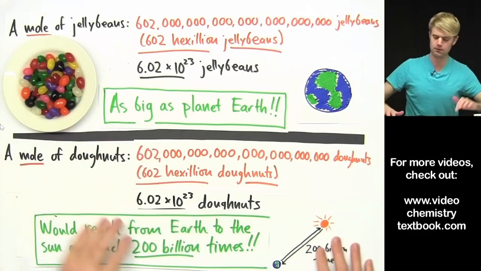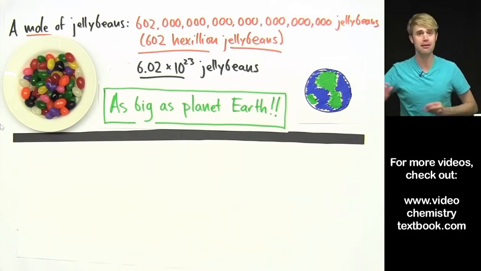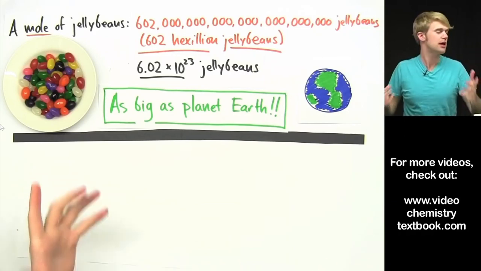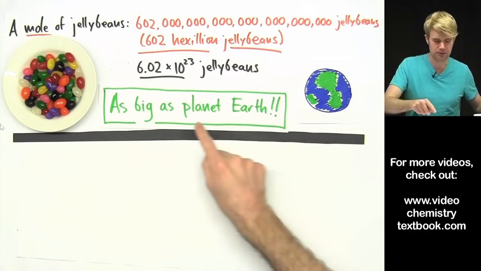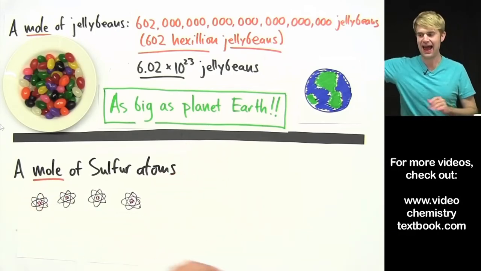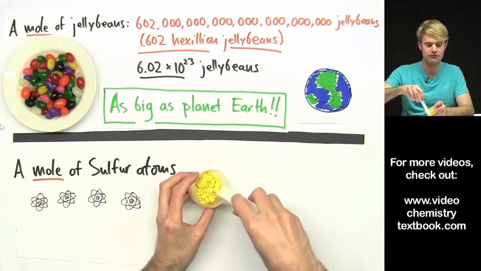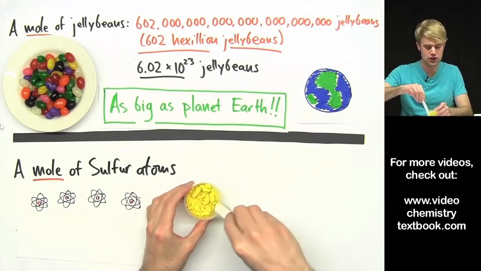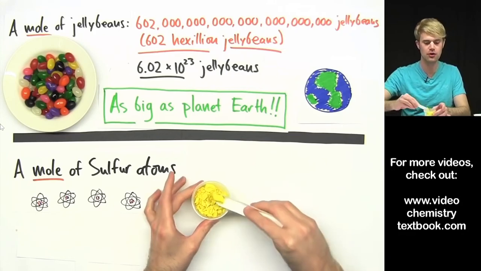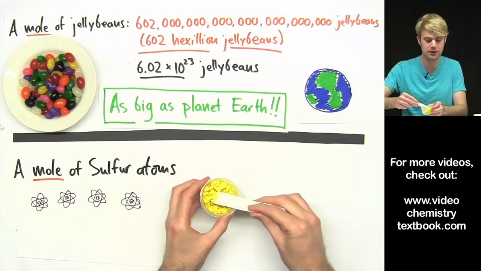But now here's the thing, this is really interesting. We're talking here about jelly beans and donuts, but a lot of times in chemistry, we're talking about things that are much smaller. We're talking about atoms. Now, a mole of jelly beans would be as big as the planet Earth, but a mole of atoms is much smaller. Here, in this container, I have just about 1 mole of sulfur atoms. This yellow powder and these yellow chips are made entirely of sulfur atoms, and there are about 602 hexillion sulfur atoms in this little dish here.